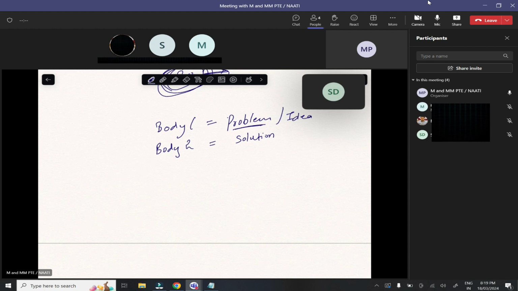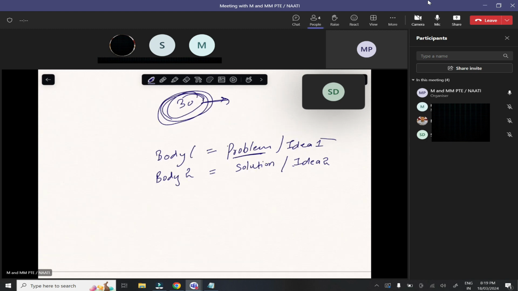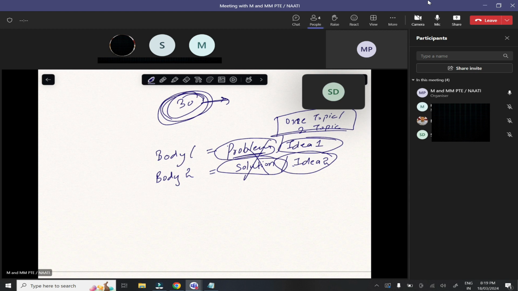Now if you look in the same bracket, it says problem / idea 1, and in body 2 it says solution / idea 2. So what is it implying? Because it is your problem and solution essay, forget this idea word, we are going to include one problem and one solution for the essay. If it was a one topic or a two topic essay, then we are not going to include problem and solution because it's not a problem and solution essay. We would have then included idea 1 and idea 2. So just put that in your notes somewhere.